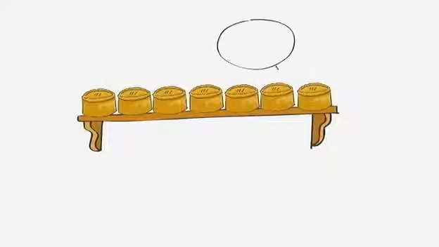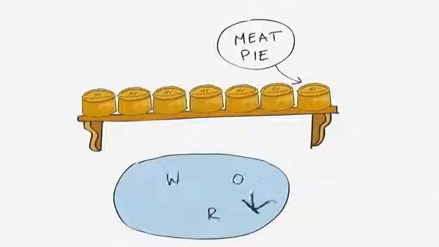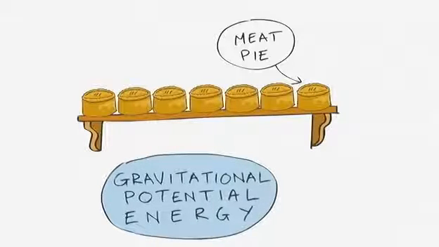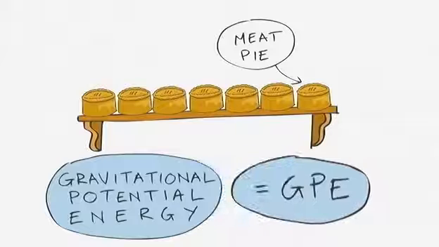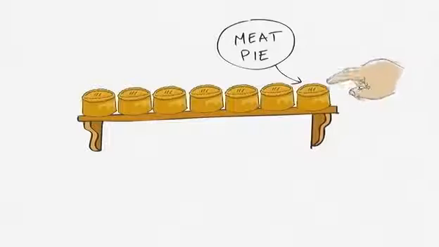The point is to lift an object off the floor and put it on a shelf. Why not? It takes some work to lift the pie against the force of gravity. This work gets transformed into gravitational potential energy. That's the energy that would be released if it fell. If it fell.